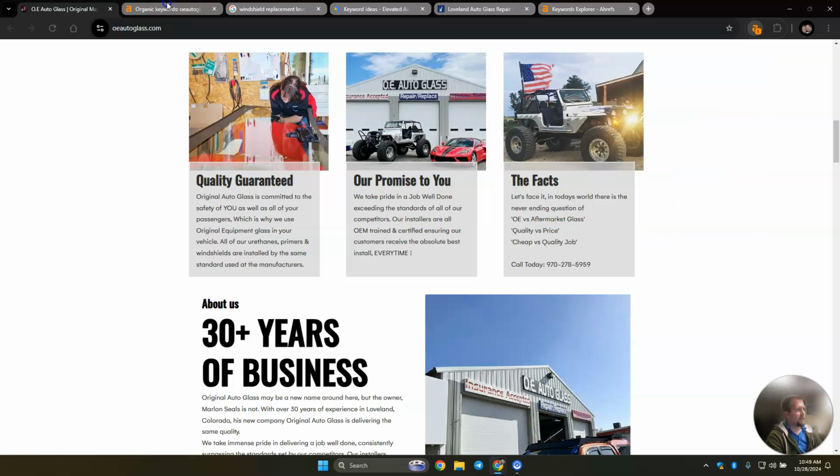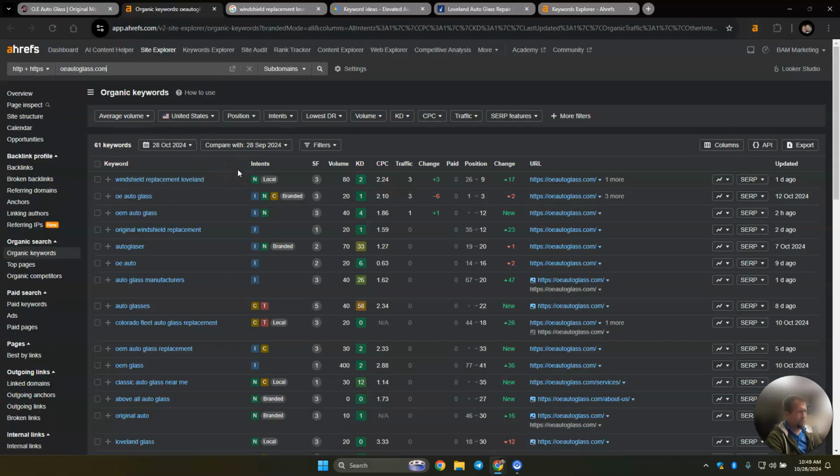So, looking at some of the keywords that you are being indexed for, windshield replacement Loveland, you are in the 9th position, so that's good, but you're still at the bottom of the first page. OE Auto Glass, these are the people that know you, these are the people that don't. So, you do want to be found for both, but at the same time, the types of keywords that I like to get you ranked for are the ones with a location and a service attached.